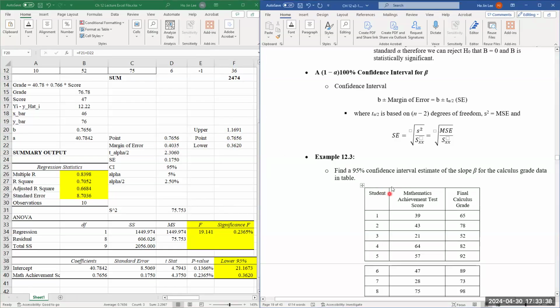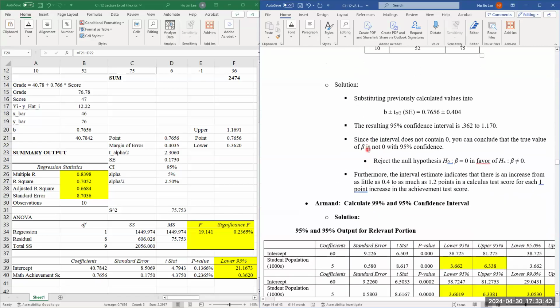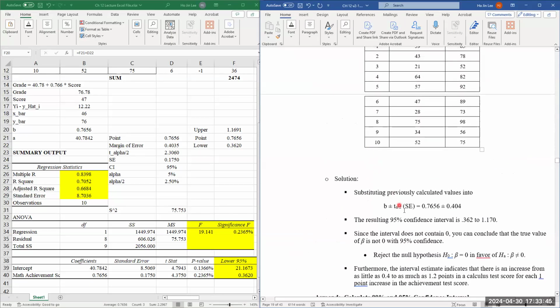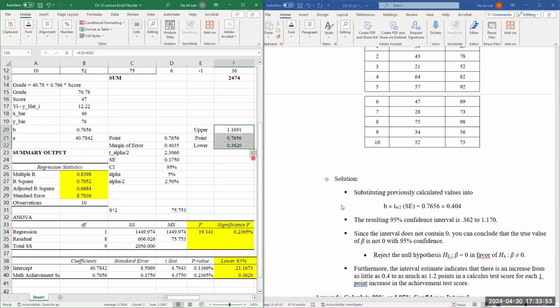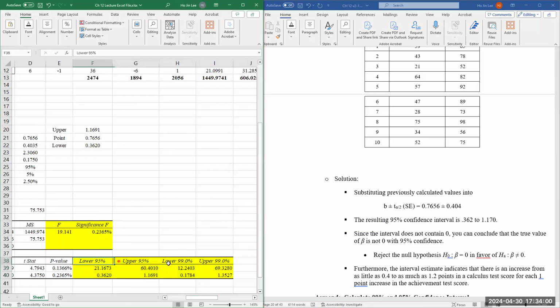So this exercise here, 12.3, should give us this number. The resulting 95% confidence interval is 0.63 to 1.17. There it is. And that's actually provided here. These are our two confidence interval bounds we're building.